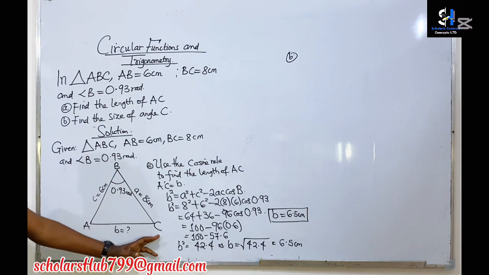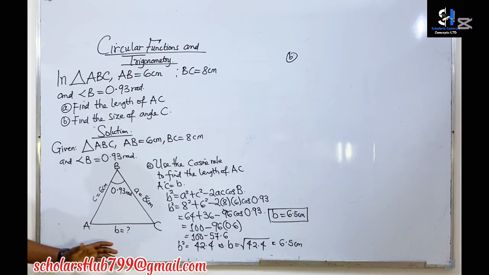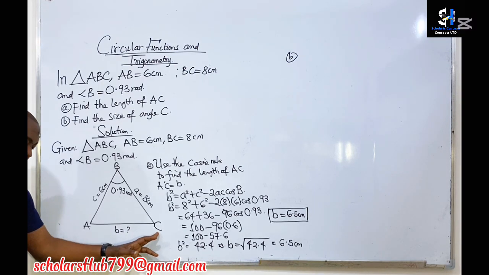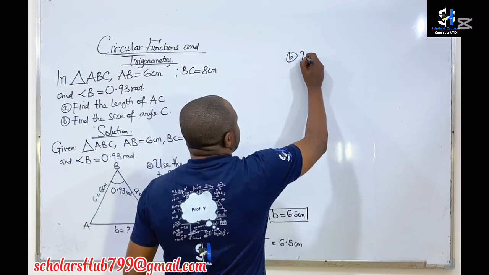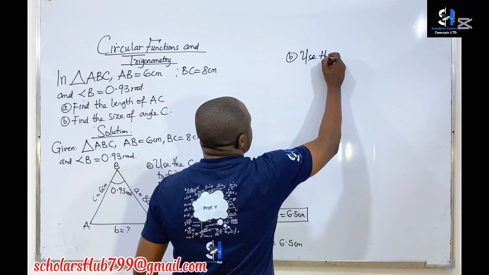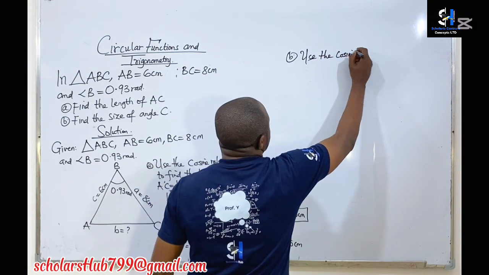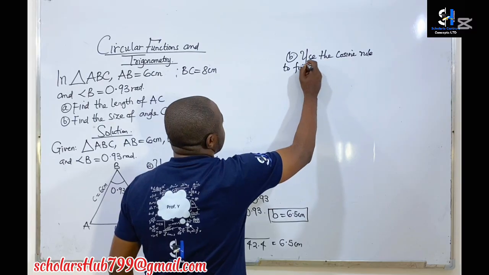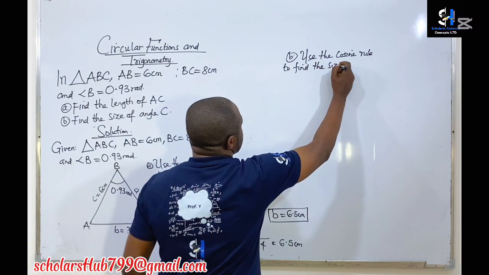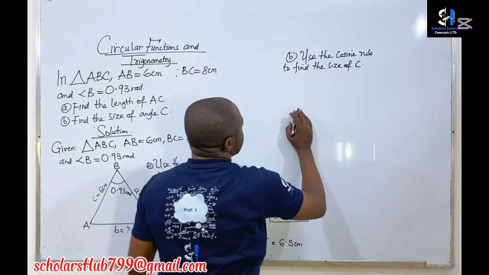Now, to calculate the size of angle C, now that we have the value for side AC, we're still going to use what? The cosine rule. All right. So again, use the cosine rule to find the size of C.